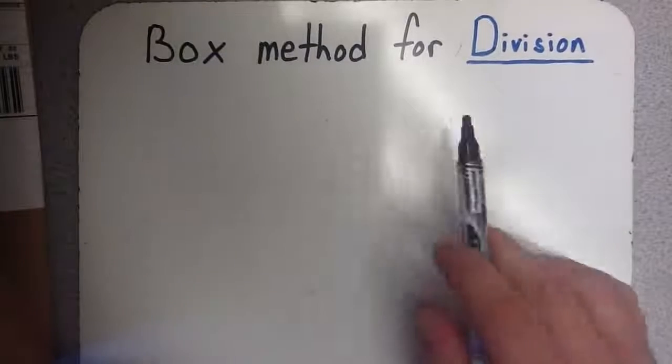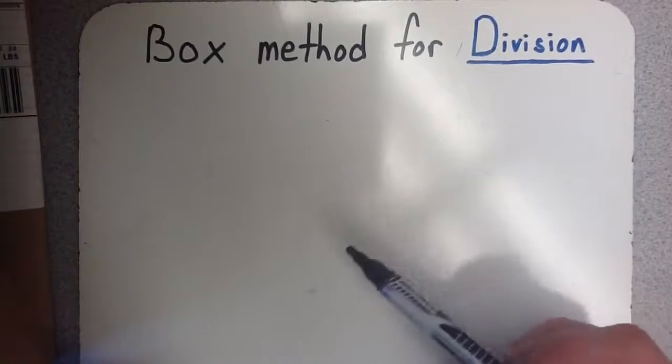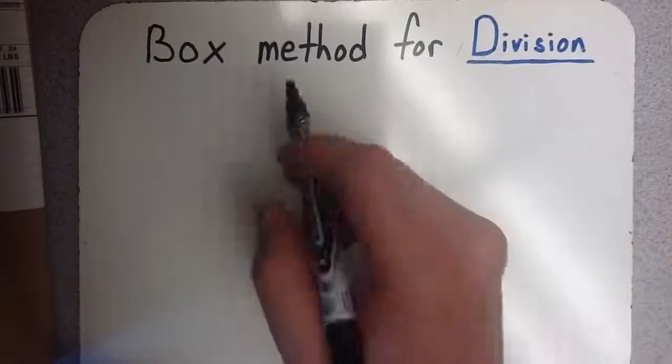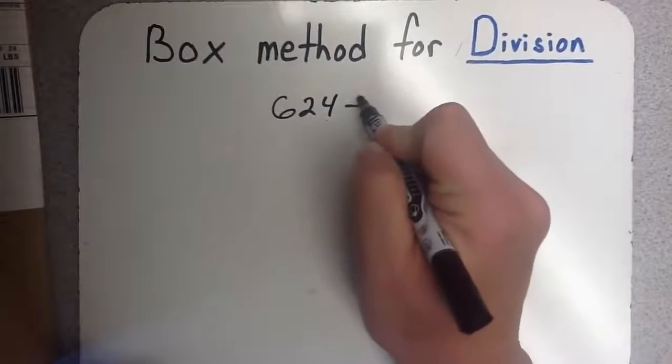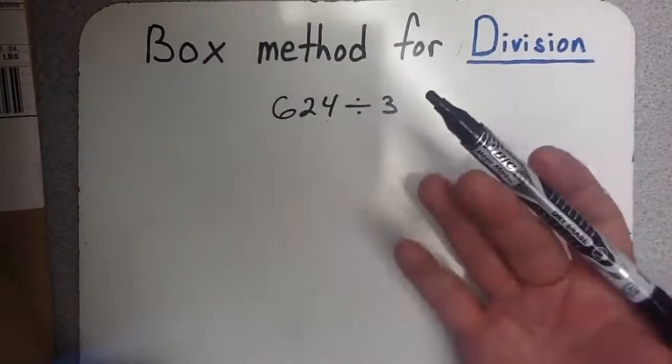Hello. Today we're going to look at the box method for division. We're going to look at this in the case of single digit and two-digit division. So first we start with our problem, which is 624 divided by 3. Well, as the box method implies, it involves a box.